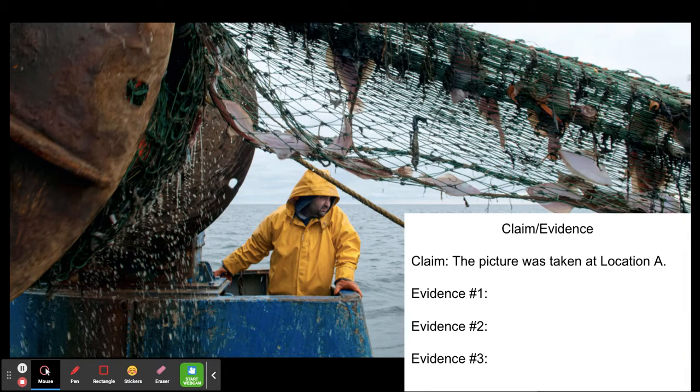The next thing we need to do is look at all of the evidence. So we need 3 pieces of evidence to support our claim. Earlier we decided that the most useful maps for us to look at were physical features, climate, and economic activity. So we'll look at our climate map first.